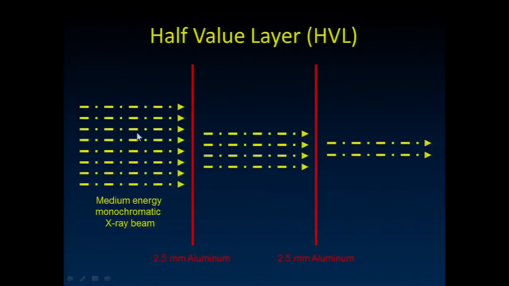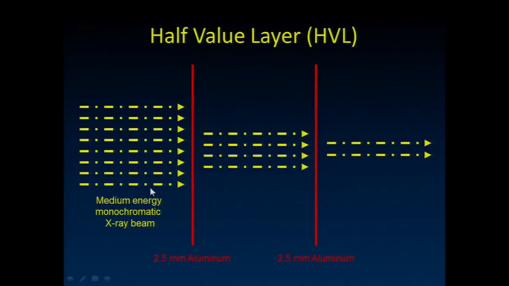So here we are. I want to start off with a medium energy monochromatic X-ray beam. So a single energy X-ray beam, and it's kind of medium energy. We put a 2.5 millimeter aluminum sheet in front of it, and notice now we've reduced its number of X-rays by 1/2. So the half value layer of this X-ray beam is 2.5 millimeters of aluminum.